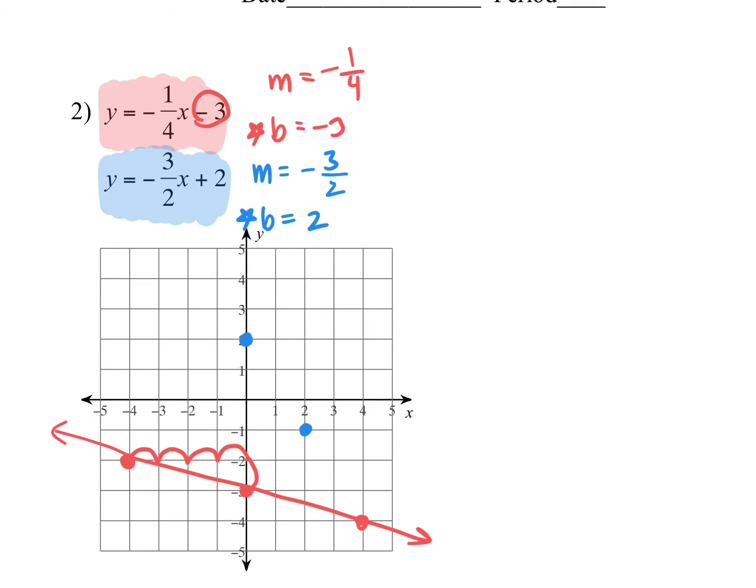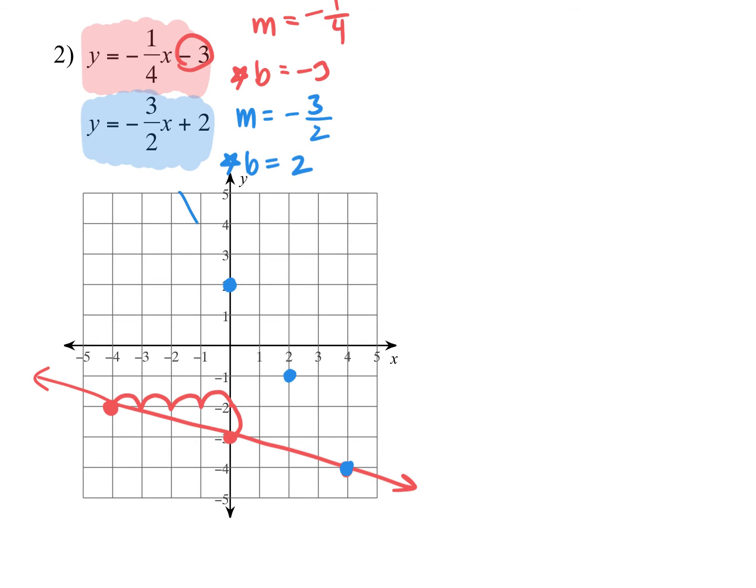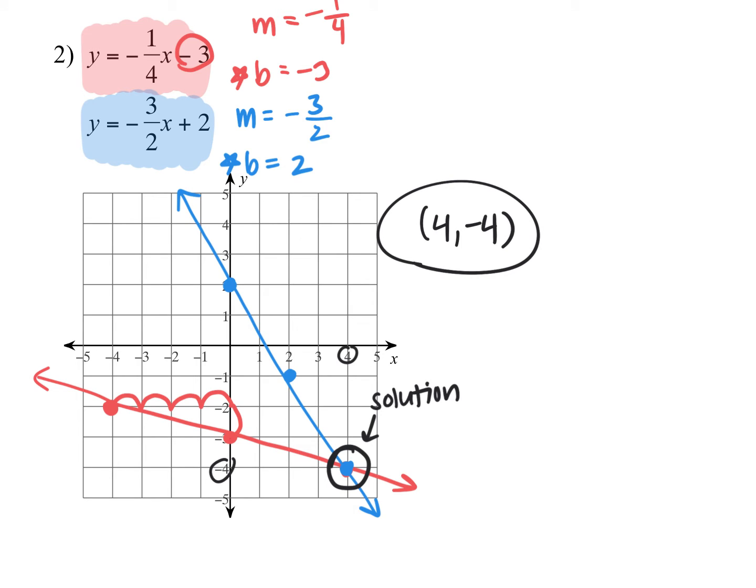Well, we're not crossing the other line yet, are we? I've got to keep going. I'm going to go down 3 over 2. And there you should see that if I were to draw this line, I am crossing my red line at this point right here. So this is my solution, but we have to identify that point. I go over 4 units and down 4 units. So my solution is 4, negative 4. We did all that graphing for this answer right here: 4, negative 4.